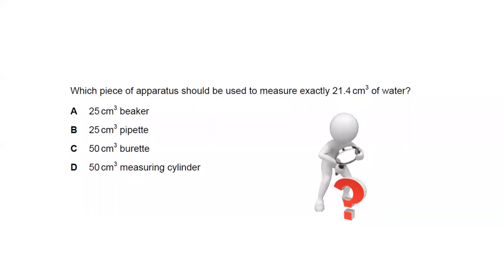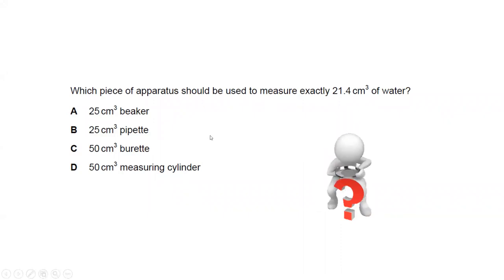What about the others? A measuring cylinder is also accurate only to 1 cm cube. A beaker normally has smallest markings like 10 cm cube or 100 cm cube, so a beaker is not accurate. It's normally for large volumes. Even if it's a 25 cm cube beaker, it will still have a smallest value of 1 cm cube.